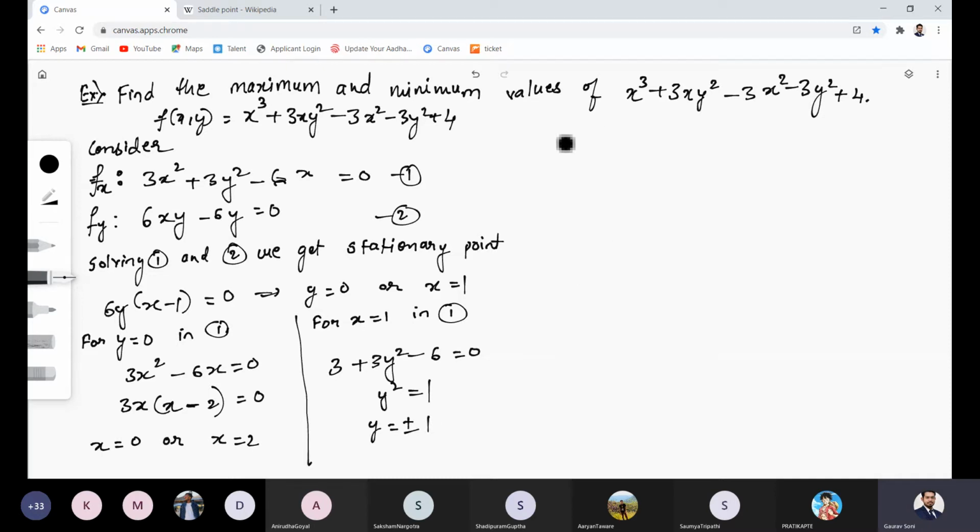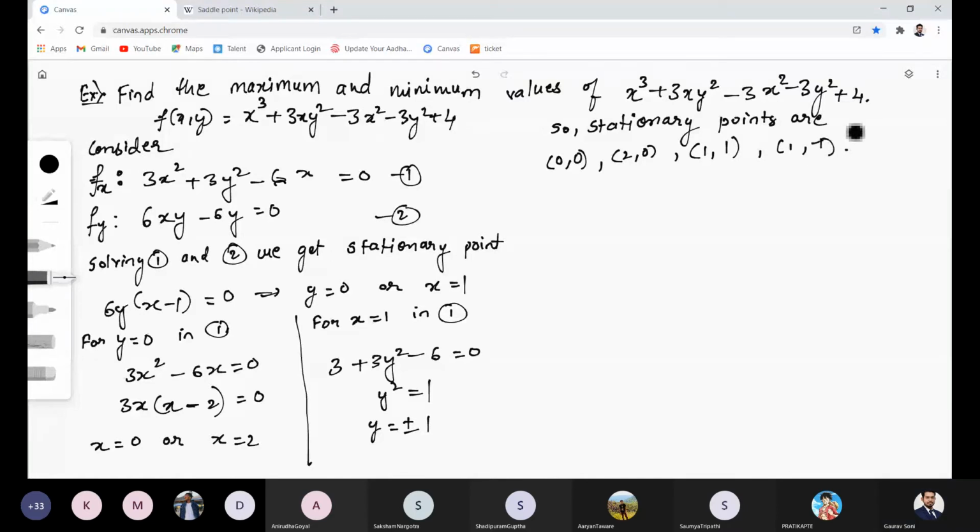So the stationary points are: y equal to 0, x equal to 0; y equal to 0, x equal to 2, which can be written as 2 comma 0; then x equal to 1, y equal to 1; then x equal to 1, y equal to minus 1. Now we need to look at the extreme values. So for extreme values, what we need is r.